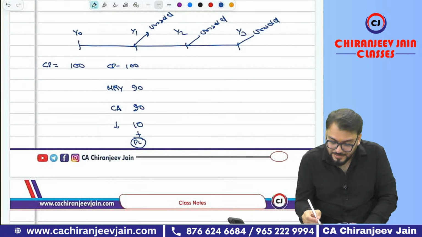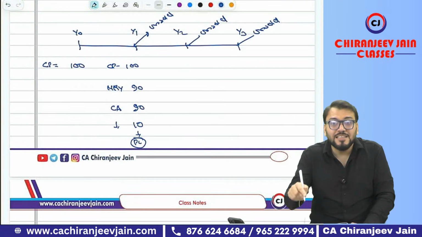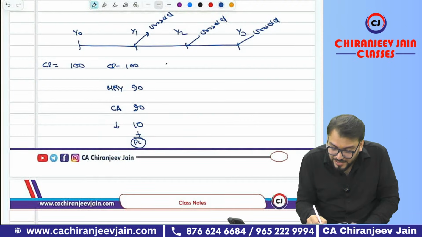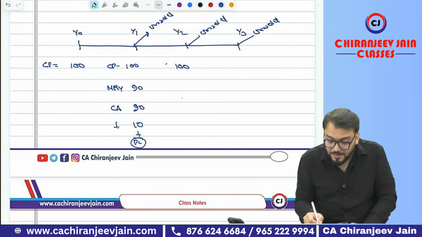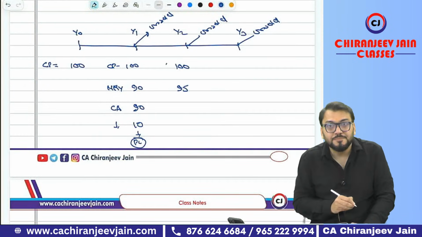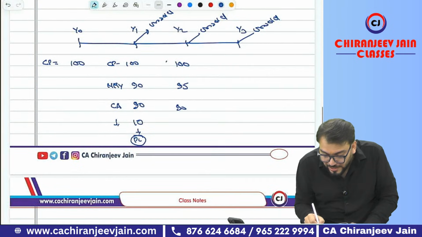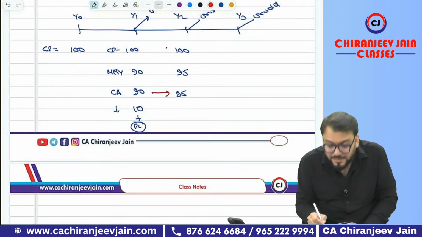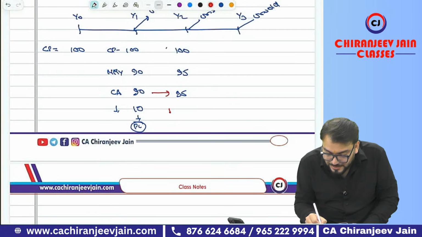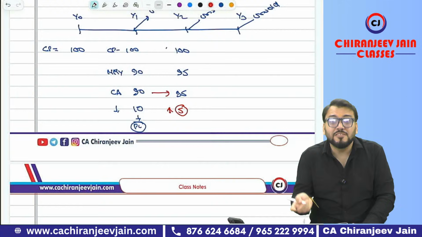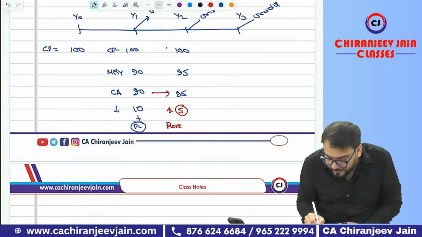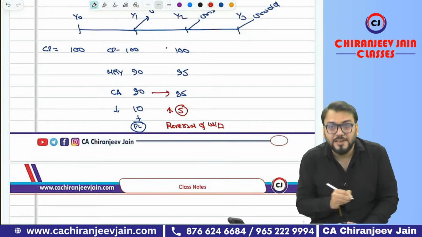Okay, sir? Yes, sir. Then again in the second year we'll do the comparison once again. So once again the cost price is 100. NRV may become 95. Now the carrying amount is 95. So how much increase? You can see 90 now becomes 95. So there is an increase by 5. This is known as reversal of write down.